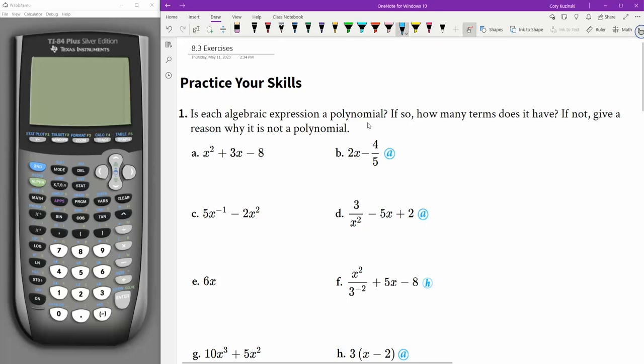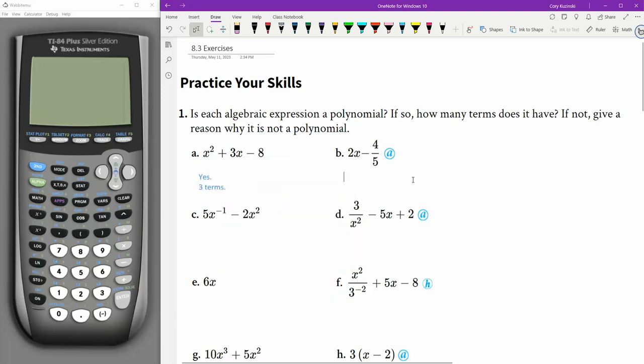Is each algebraic expression a polynomial? If so, how many terms does it have? If not, explain why. Okay, so let me write, there we go. Yes, this is a polynomial. It has 3 terms. And those terms are x squared, 3x, and negative 8.